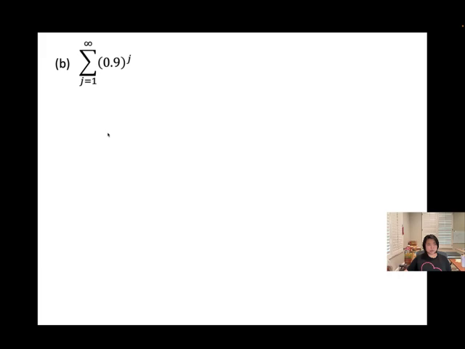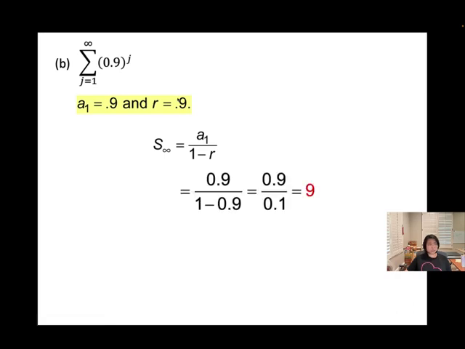Okay, last example. A1 would be equal to 0.9, right? And then the R is also equal to 0.9. So 0.9, that's strictly less than 1. So we could apply the formula. Plug it in, you're going to get 9. That's it.